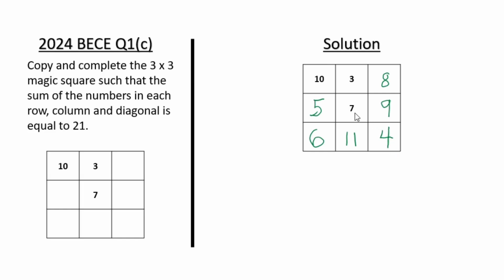So let's test this. This plus this is 11. 11 plus 10 will give us 21. This plus this is 10. 10 plus 11 is 21. So we are done solving this question.